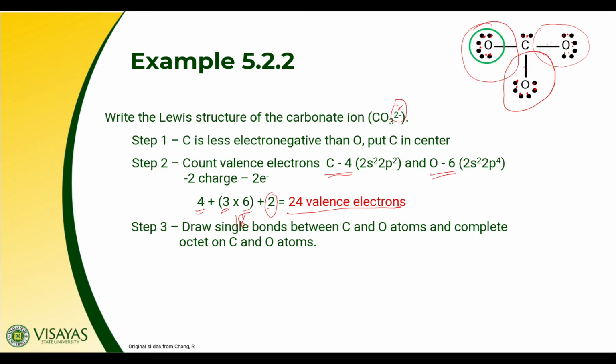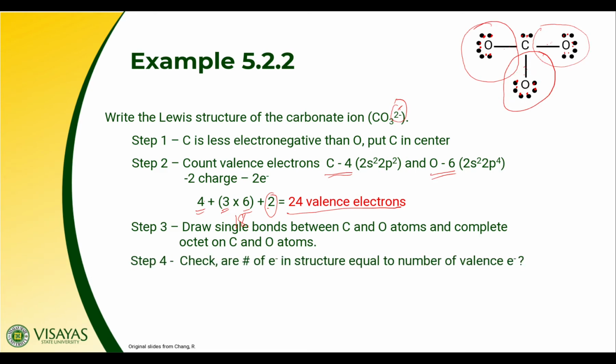So after completing the octet on carbon and oxygen atoms, the next step is to check whether the number of electrons in this structure is equal to the number of valence electrons.